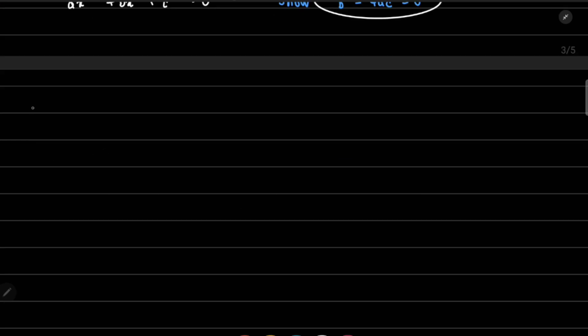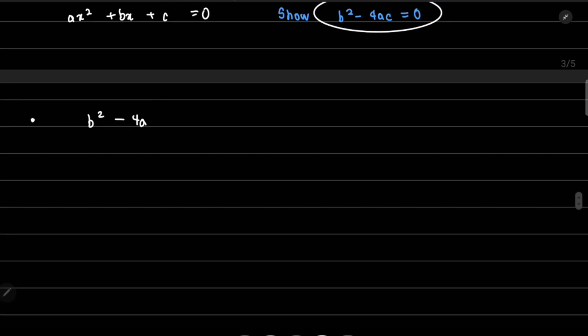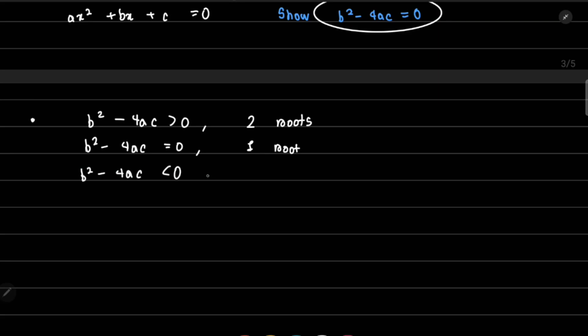Another type of similar question is showing that there are certain numbers of roots for a quadratic equation. For a quadratic equation, for 2 roots, b squared minus 4ac is greater than 0. If b squared minus 4ac is equal to 0, it means that it has one real root, and if b squared minus 4ac is less than 0, no real roots.